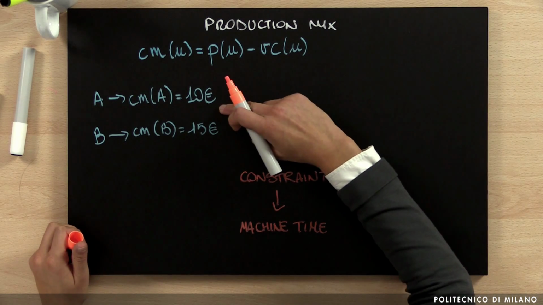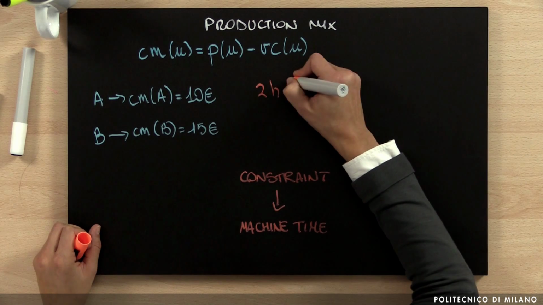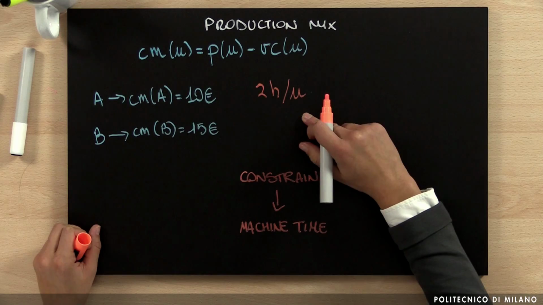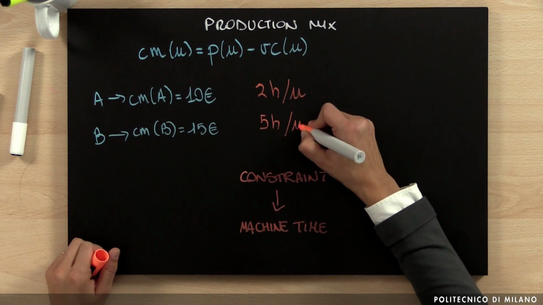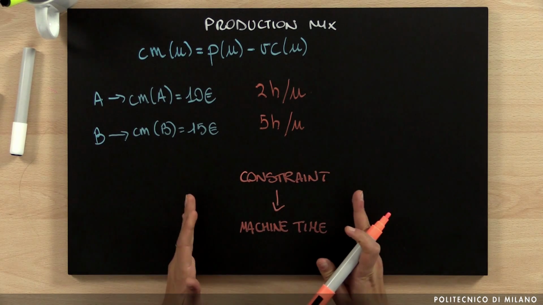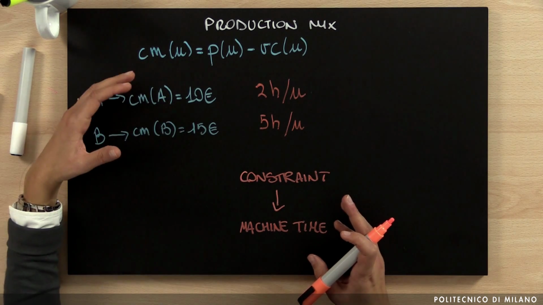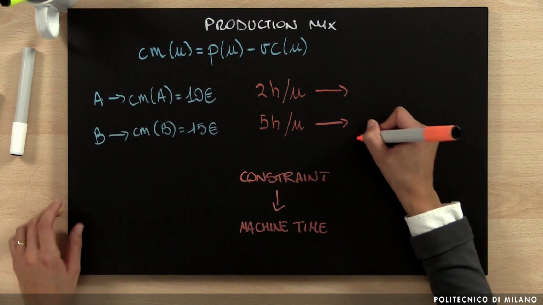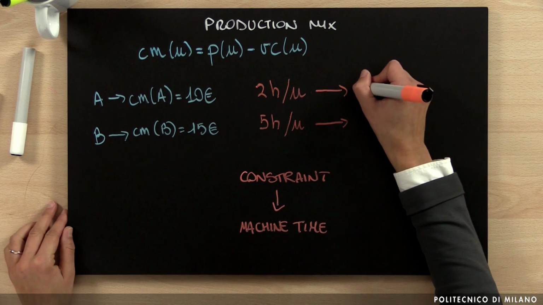Assuming that we have as machine time to realize the product A 2 hours per unit. So we need 2 hours of our machine to realize 1 unit, while we need 5 hours of the same machine in order to realize 1 unit of our product B. Given this data, we need to say, okay, again, which of the two products is more convenient and which is the order?